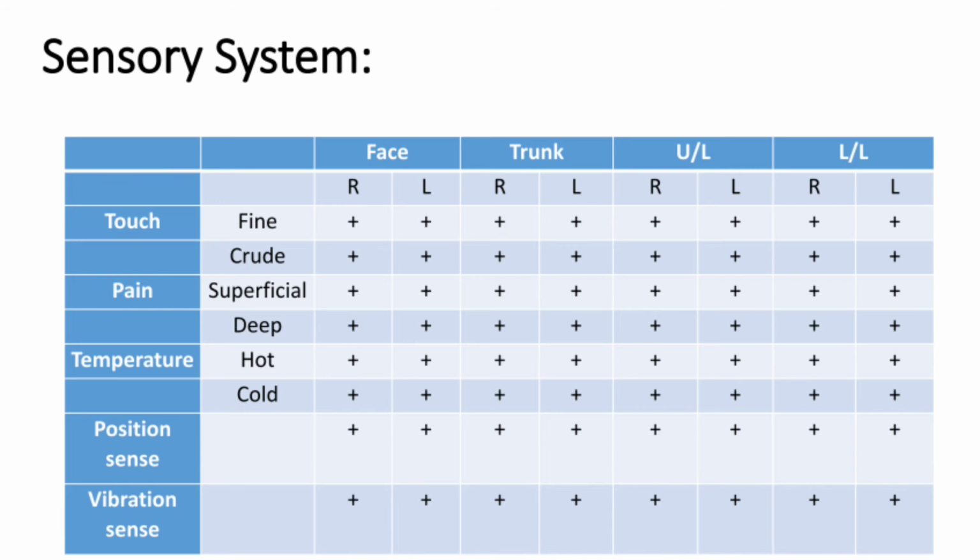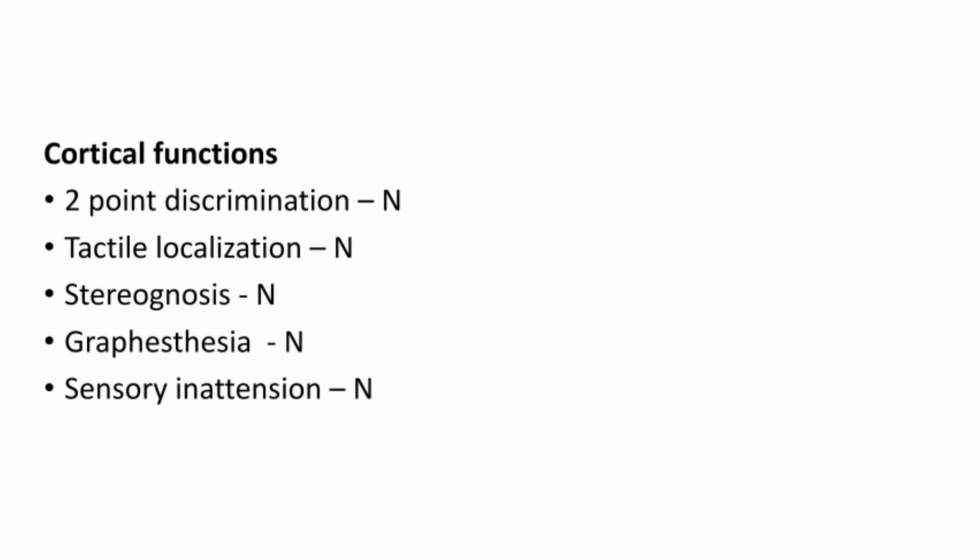Vibration sense as well as position sense was normal on both sides with regard to the face, trunk, upper as well as the lower limbs. Cortical functions that include two-point discrimination, graphesthesia, stereognosis, tactile localization and sensory inattention were normal on both sides.